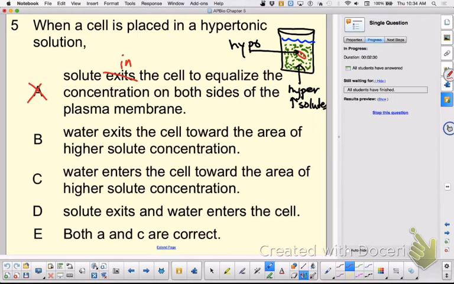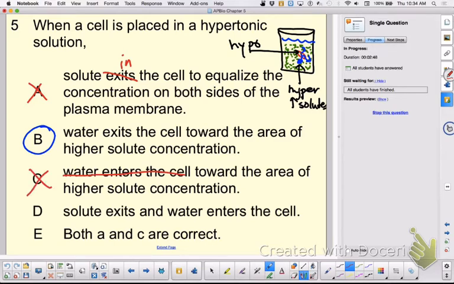Water must flow from the hypo. So water is going to come out and go here. Yes, B. Let's look at C. Water enters the cell. Is water going to enter the cell? No. So I don't even care what the rest of it says because that's just super wrong.